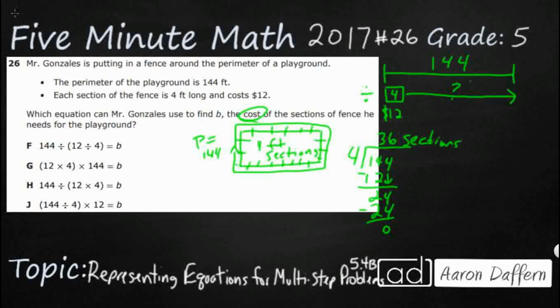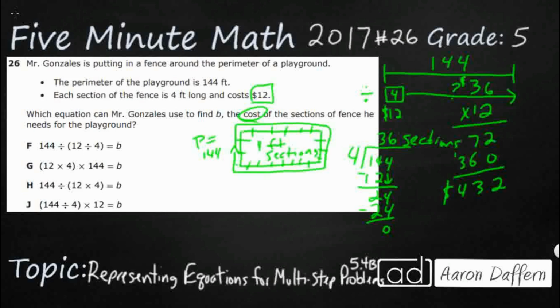All right, so 36 sections. That's good to know. Let's put that right here. Well, and then each of those sections cost $12. So let's just do our 36 times 12 and see what we get here. So we've got 2 times 6 is 12, 2 times 3 is 6, add that 1 is 7, and then 1 times 6 is 6, 1 times 3 is 3. So it looks like our answer is $432. That's kind of an expensive fence.